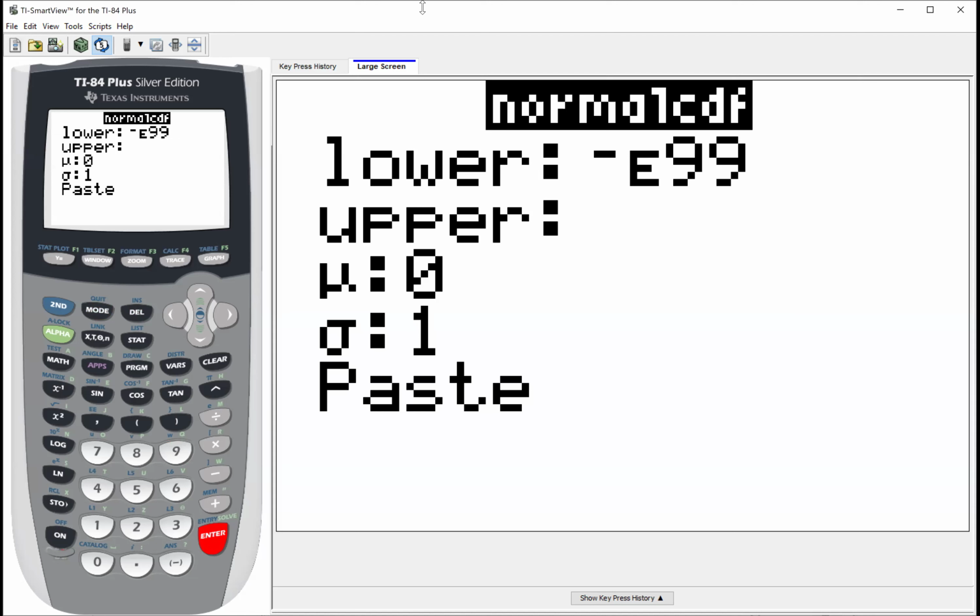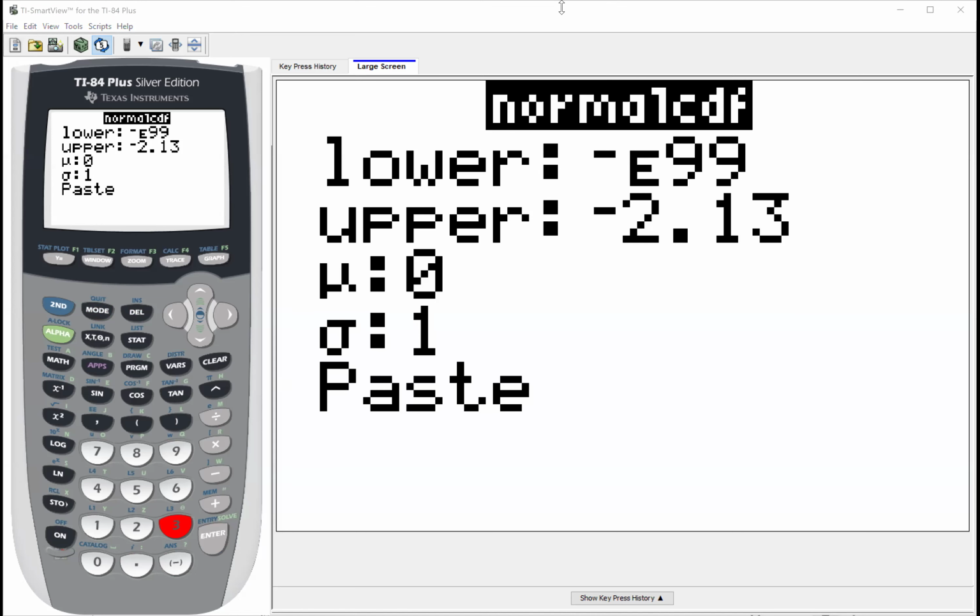Now the upper value was the negative 2.13. That's where the shading stopped on the right-hand side. So we're going to type in negative 2.13. Now we need the mean and the standard deviation. By default, the calculator puts 0 and 1. It might not necessarily be 0 and 1. It depends on the problem.